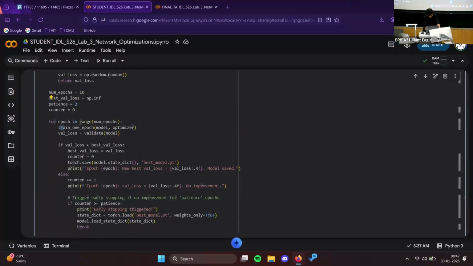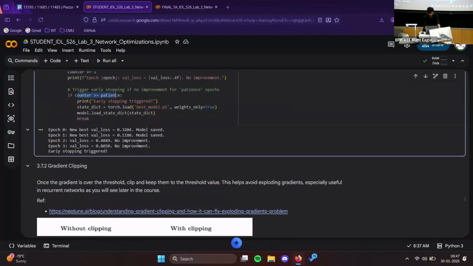And that's what is done in this loop. This line trains one epoch, this line calculates the val loss, and then we keep track of the best val loss. If the val loss doesn't improve, we have a counter which keeps increasing. And if the counter is greater than patience, we just stop the model and then we load the previous best model. And this is early stopping.